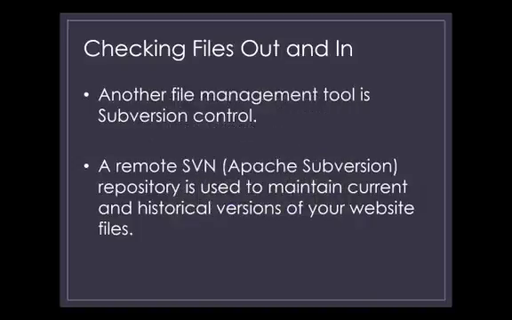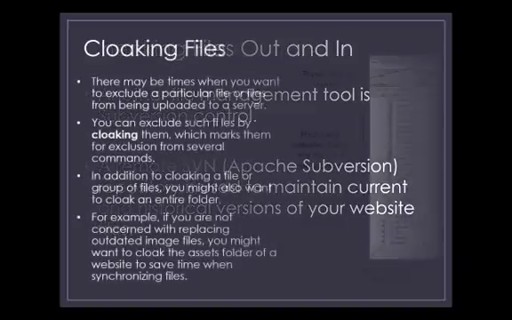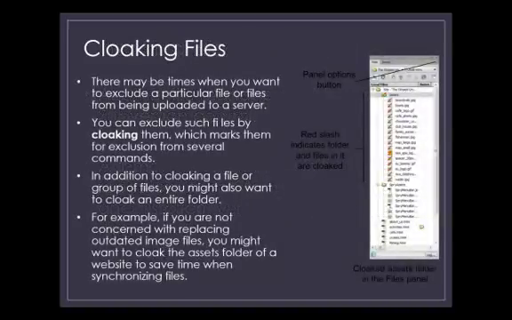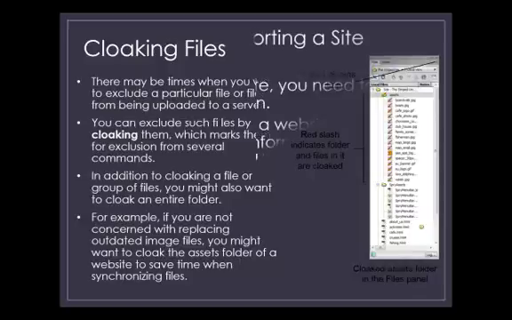Another file management tool is what we call subversion control. A remote SVN repository is used to maintain current and historical versions of your website. There may be times when you want to exclude a particular file from being uploaded to a server, and you can exclude these files by cloaking them, which will mark them for exclusion from several commands. In addition to cloaking a file or group of files, you might also want to cloak an entire folder. For example, if you're not concerned with replacing outdated image files, you might want to cloak the assets folder of a website to save time when you're synchronizing.